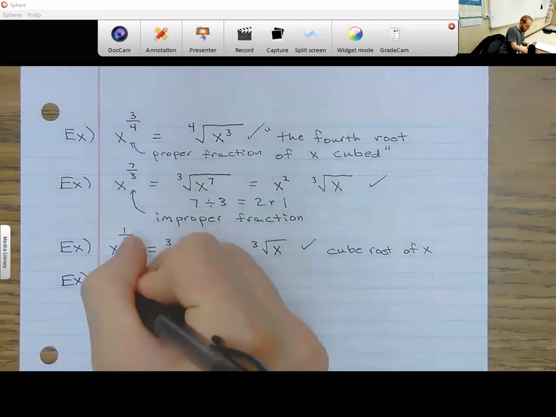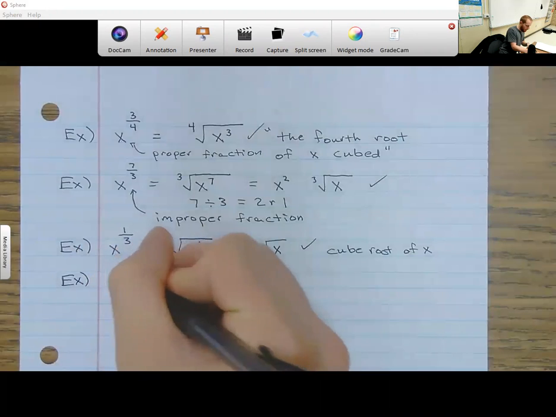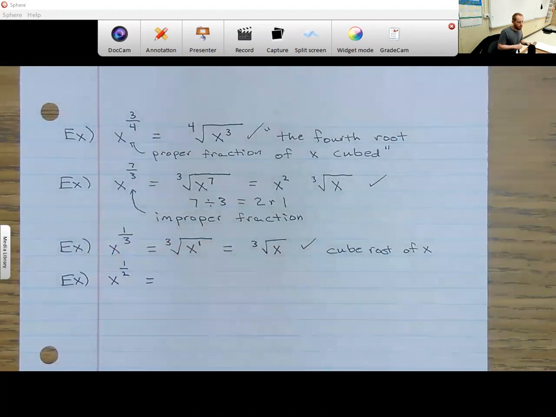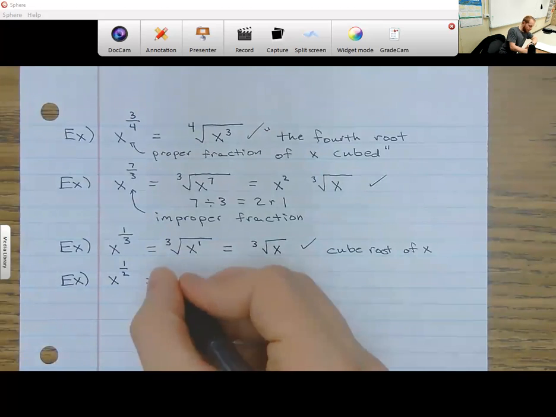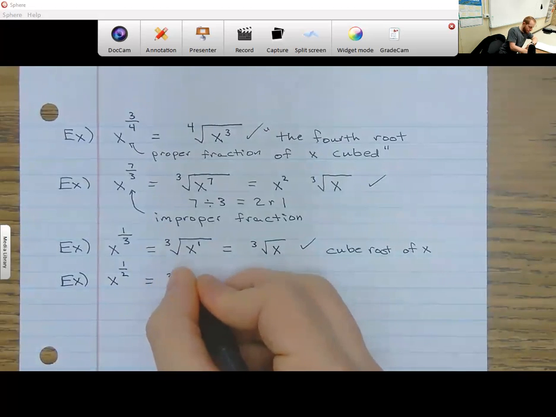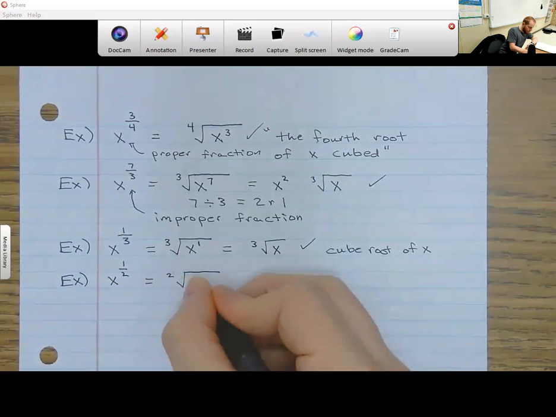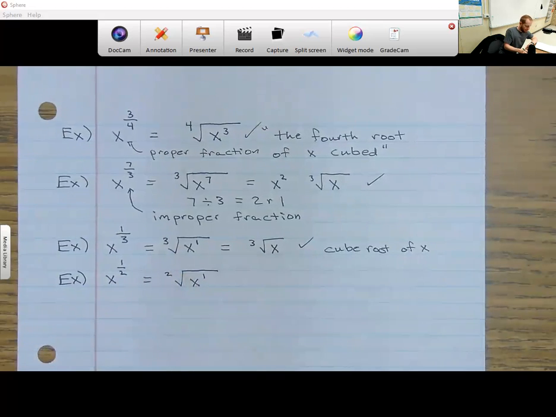I've got x to the 1/2 power. So how would I write this? The 2 would go on the outside, and then x to the 1 power is going to go on the inside.